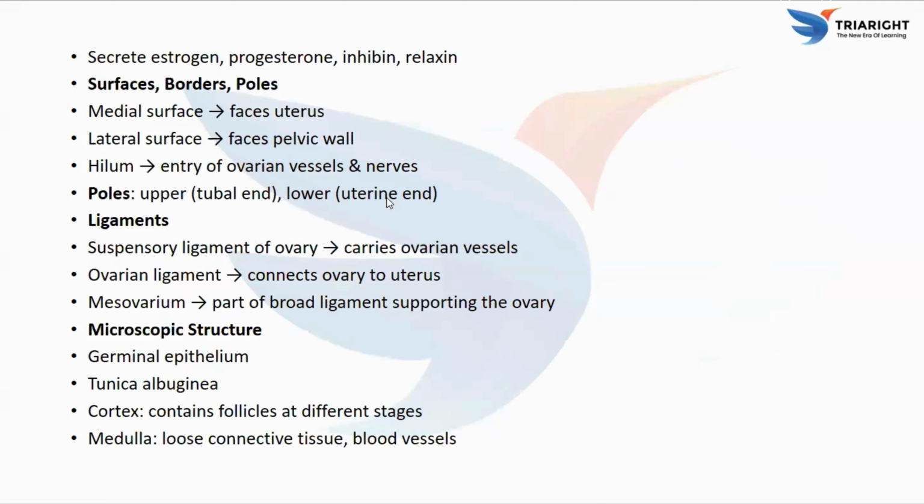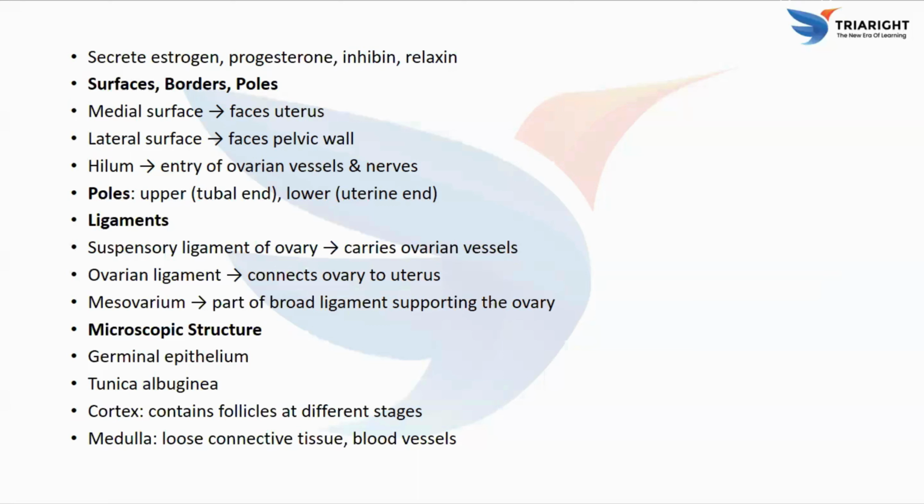So next, surfaces, borders and poles of the ovary. So what are the surfaces? Medial surface, lateral surface, hilum and poles. The medial surface faces the uterus. The lateral surface faces the pelvic wall. Lateral means sidewise. So hilum: it's a small depression where the blood vessels, lymphatics and nerves enter the ovary. Similar to the doorway of the ovary, it connects to the mesovarium.